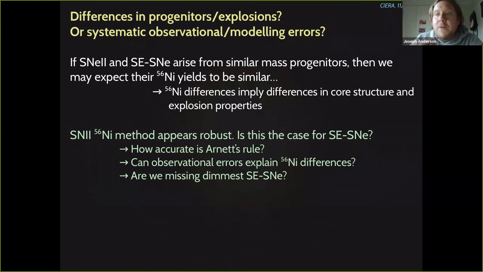So if you go to lower nickel masses, then things will become dimmer. Dimmer things, as we know, are harder to detect, especially as you go to more distant places in the universe. And therefore, it's possible that we're just missing these really dim stripped envelope supernovae. And again, I'll come back to this.